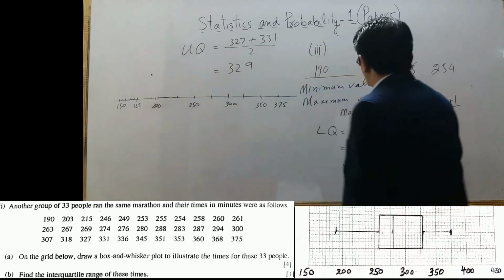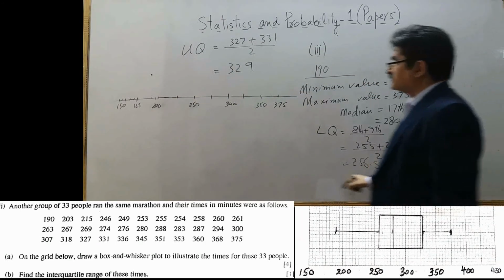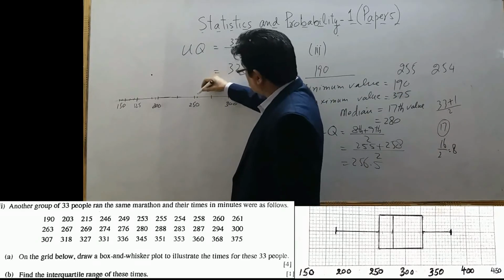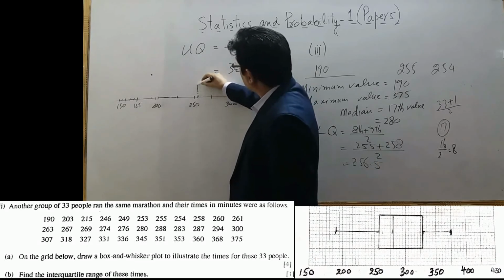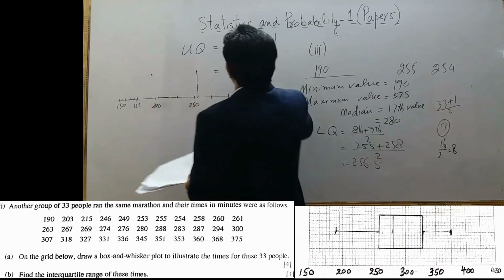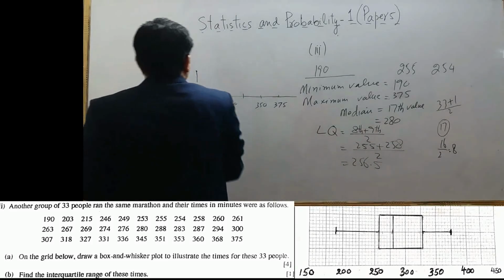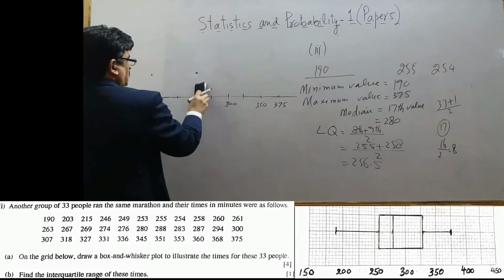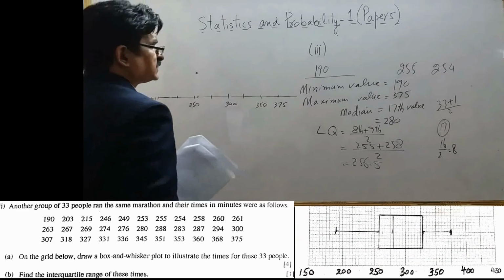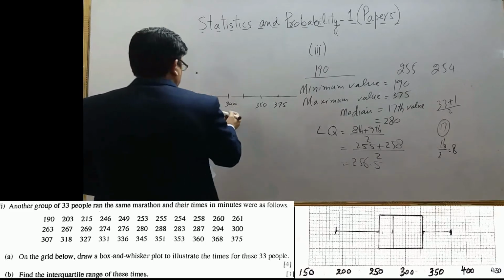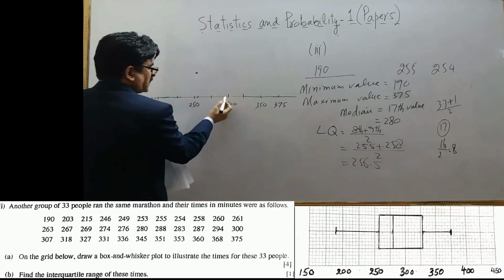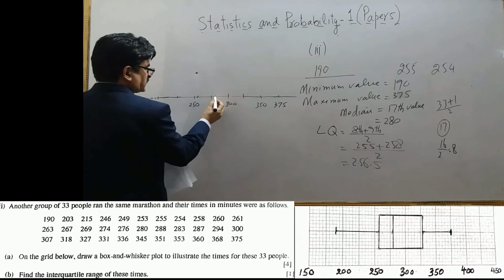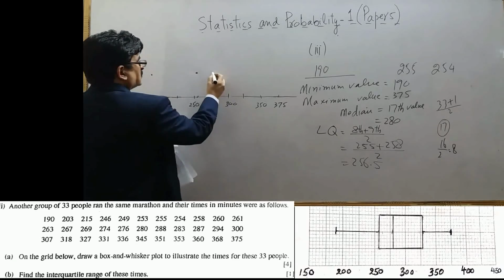And then you have the lower quartile, 256.5. 256 means this is 250. Here you will have 255 and so a little more than this. Here you will have your lower quartile. This will be your lower quartile. Then we have the median. Median is 280. Now this is 300 and this is 275. So one box here, this will be 280.